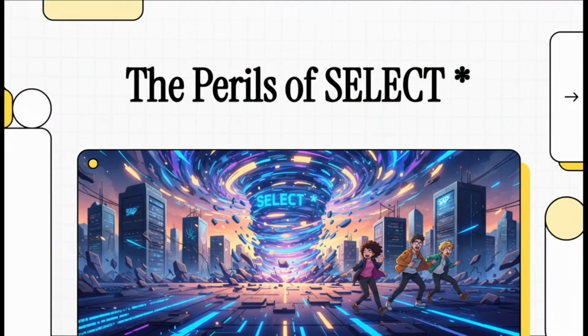Hey everyone, and welcome. Today we're going to talk about something really important in SAP S/4HANA development. It's a tiny line of code that looks so innocent, but oh man, it can bring an entire system to its knees. I'm talking, of course, about the perils of select star.